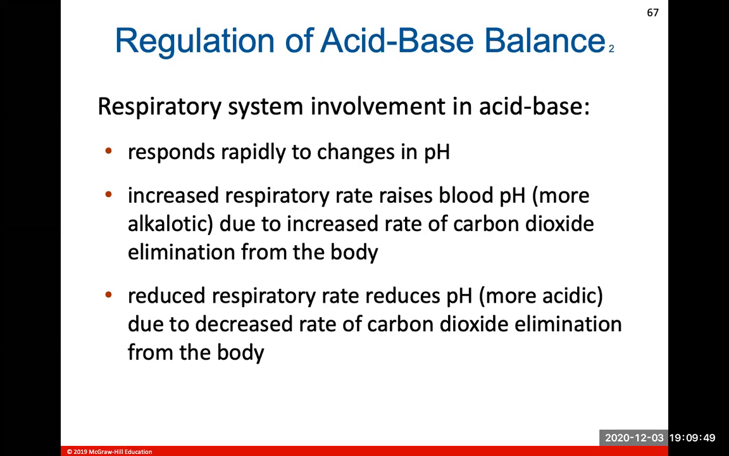The respiratory system is also involved in the acid-base balance. It will rapidly respond to changes in pH. Increased respiratory rate, so more breathing, will raise the blood pH, making it more basic or alkalotic, due to the increased rate of carbon dioxide elimination. Reduced respiratory rate reduces pH, making it more acidic, due to the decreased rate of carbon dioxide elimination from the body.